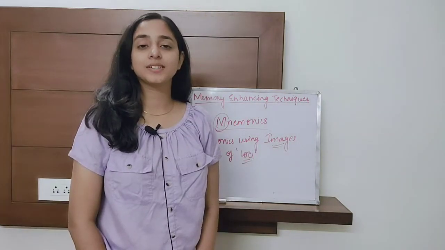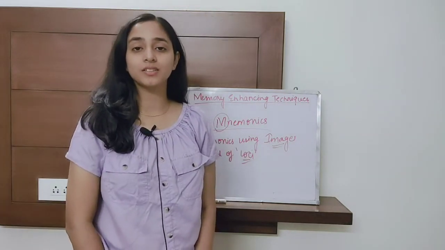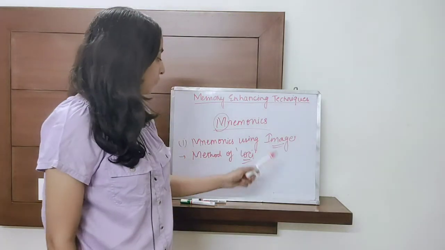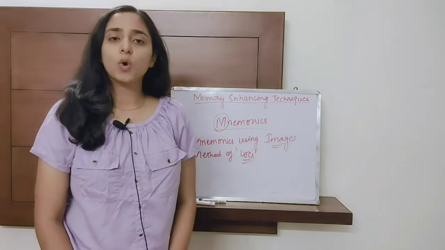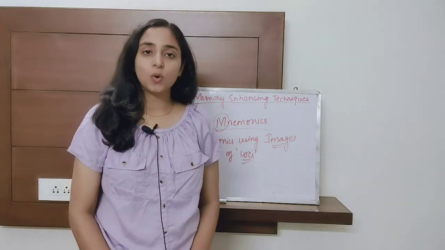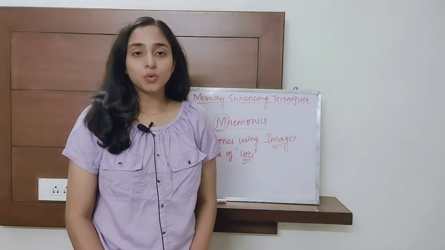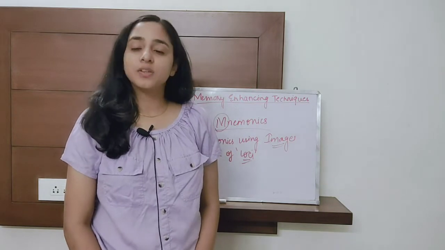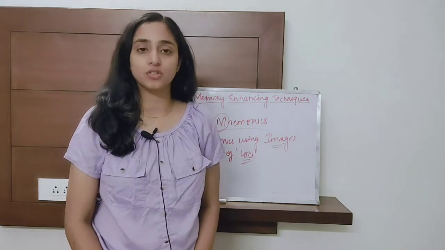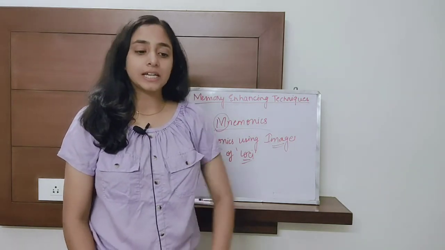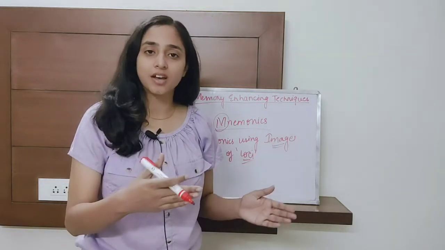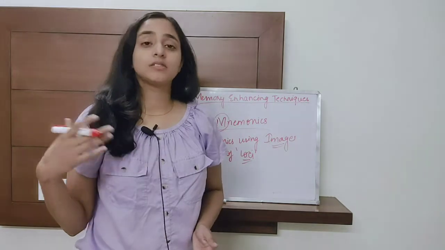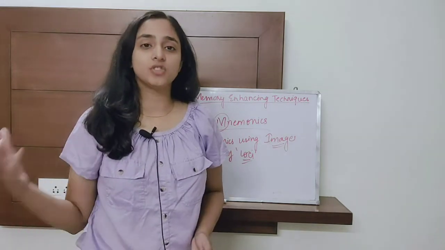Now let's discuss the second technique that comes under mnemonics using images. This is known as the method of loci. By loci we simply mean any location or a place. What are we going to do under this method? Let's suppose I want to buy groceries for my kitchen. I will take a round around my kitchen and see that in the first place eggs are not present, in the second place bread is absent, in the third place jam is absent.